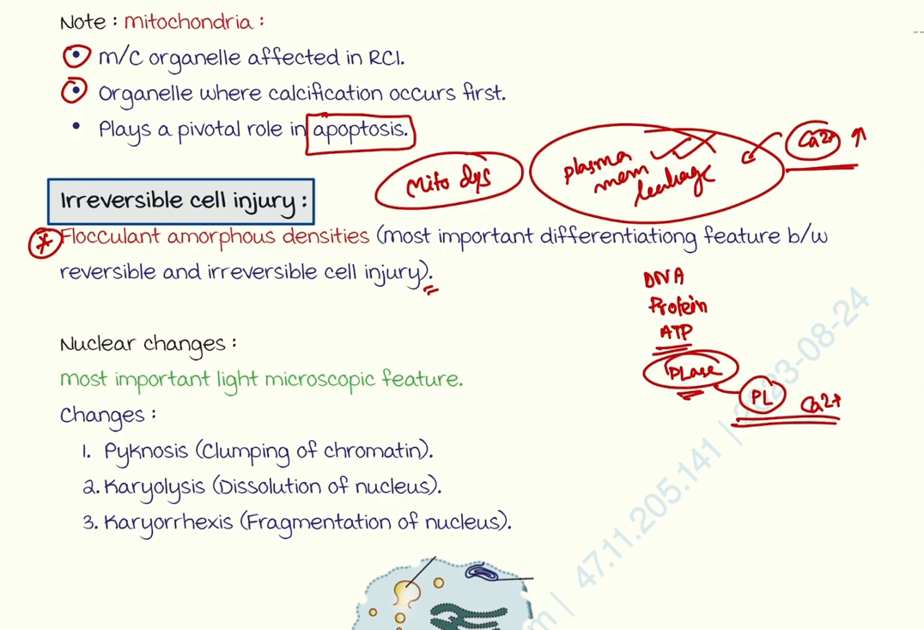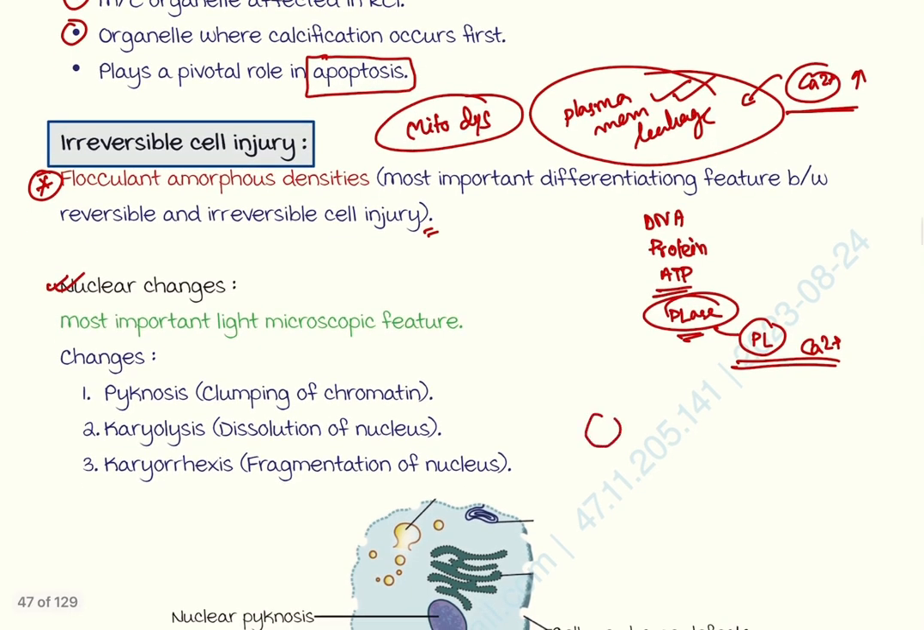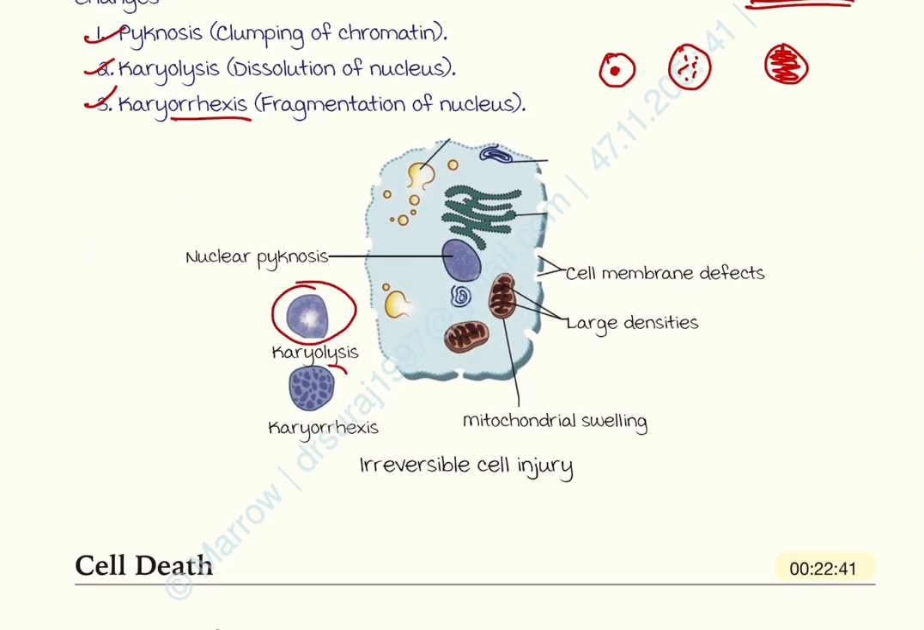Very important thing, the nuclear changes that you see in irreversible cell injury. One is known as pyknosis, because there is a pyknotic nucleus. That is clumping of the chromatin leading to hyperchromasia, that is shrinkage of the chromatin. Next, this chromatin will undergo fragmentation, that is karyorrhexis, fragmentation of the nucleus, and ultimately that will be dissolved. So there is dissolution of the nucleus, that is karyolysis. These are the changes you can see. This is karyolysis, this is karyorrhexis, and this is the hyperchromatic nucleus, that is pyknosis.